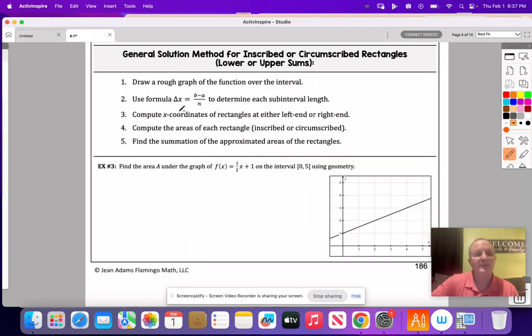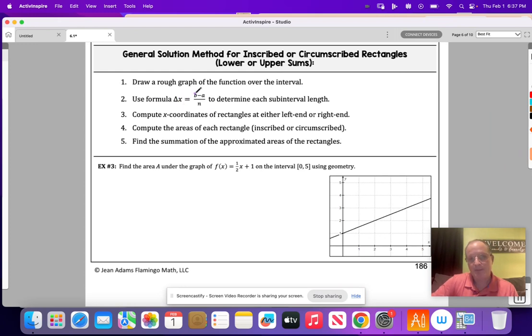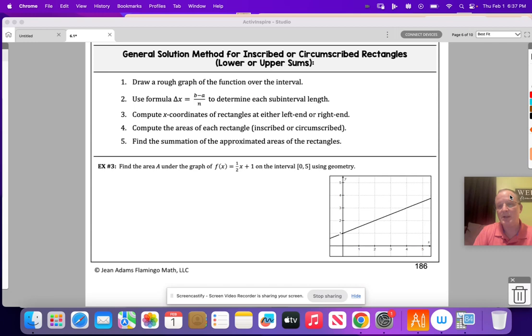Now, let's talk a little more about that. It says draw a rough graph, use the formula b minus a over n to determine the lengths you want to use, and then compute the x coordinates of the rectangles on either the left or right end. You could do midpoint as well. Compute the area of each rectangle, and then add them up. That's what we're doing.